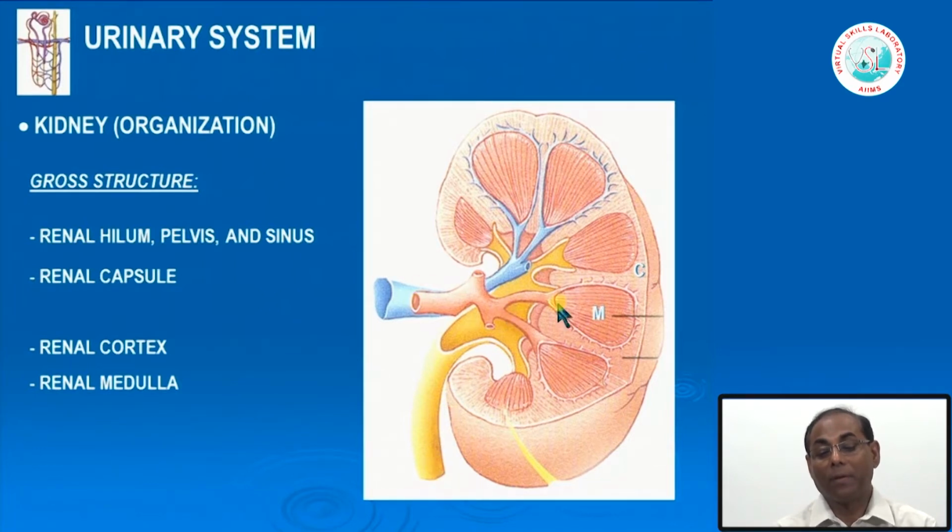As you have already studied in the anatomy classes, there are two other structures apart from the ureter in the renal hilum, that is the renal vein and renal artery. Obviously, blood comes through the renal artery, and then we will come to that whole vascular system, and finally it comes out through the renal vein.